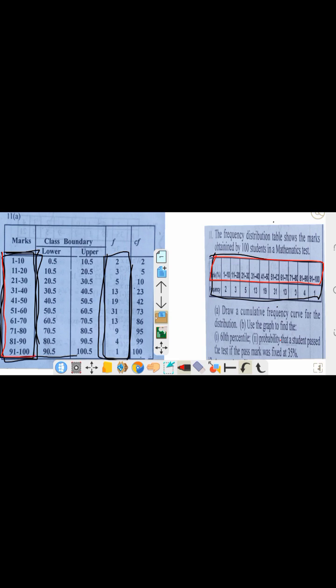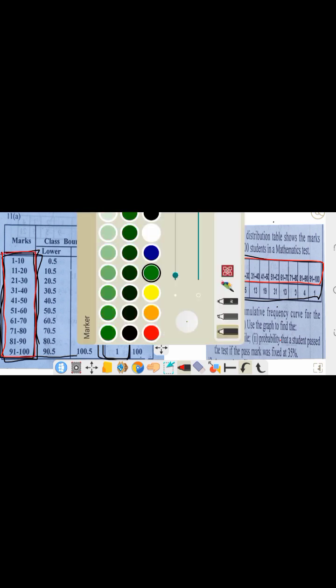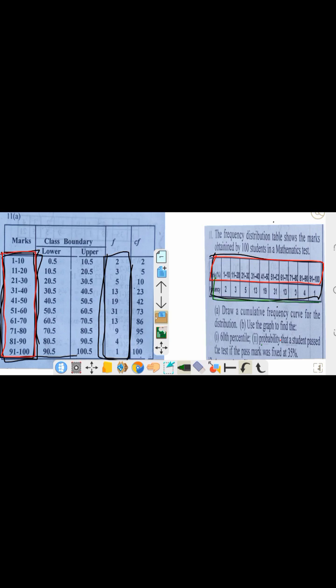So the first class we have is 1 to 10, and the frequency of it is 2. Then we copy the frequency and the mark. We have our first class mark to be 1. From 1 subtract 0.5, you have 0.5. That is our lower class boundary. Then to the upper class, which is 10, add 0.5, you have 10.5 as our upper class boundary.